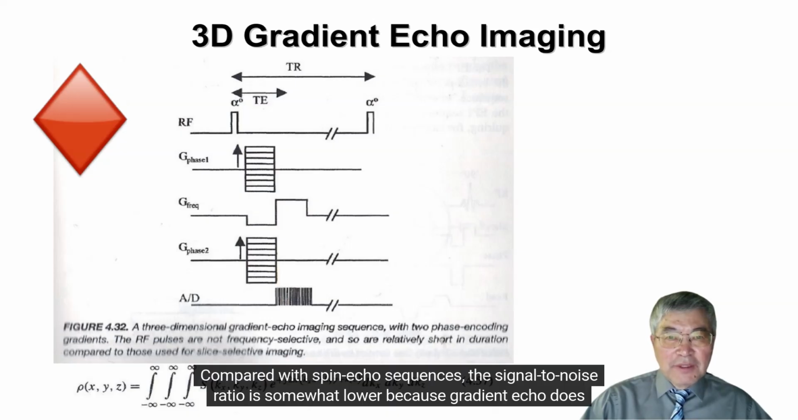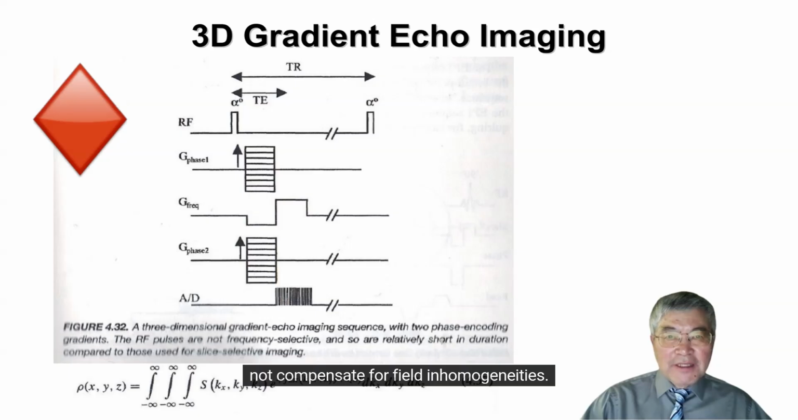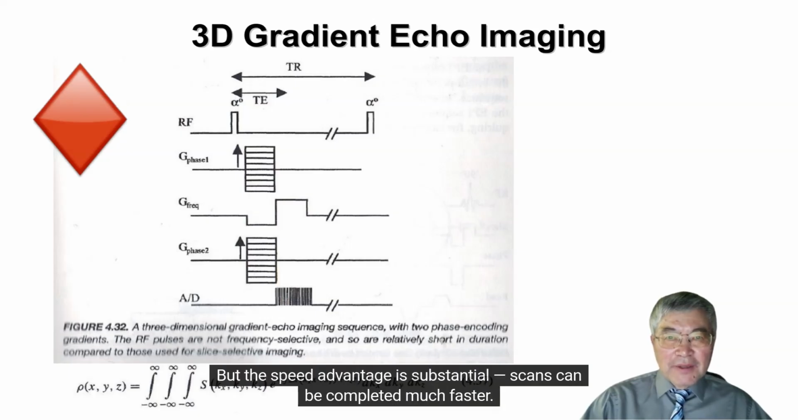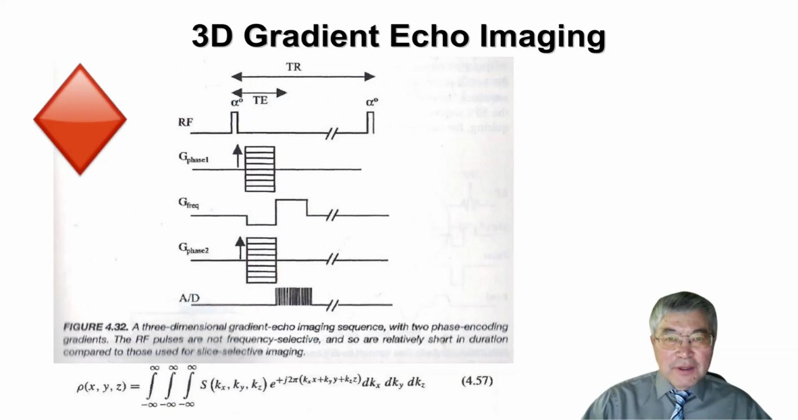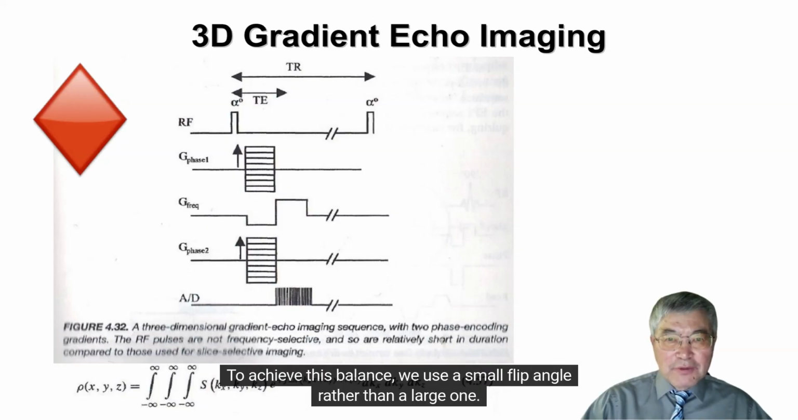Compared with spin echo sequences, the signal-to-noise ratio is somewhat lower because gradient echo does not compensate for field inhomogeneities. But the speed advantage is substantial. Scans can be completed much faster. To achieve this balance, we use a small flip angle rather than a large one.